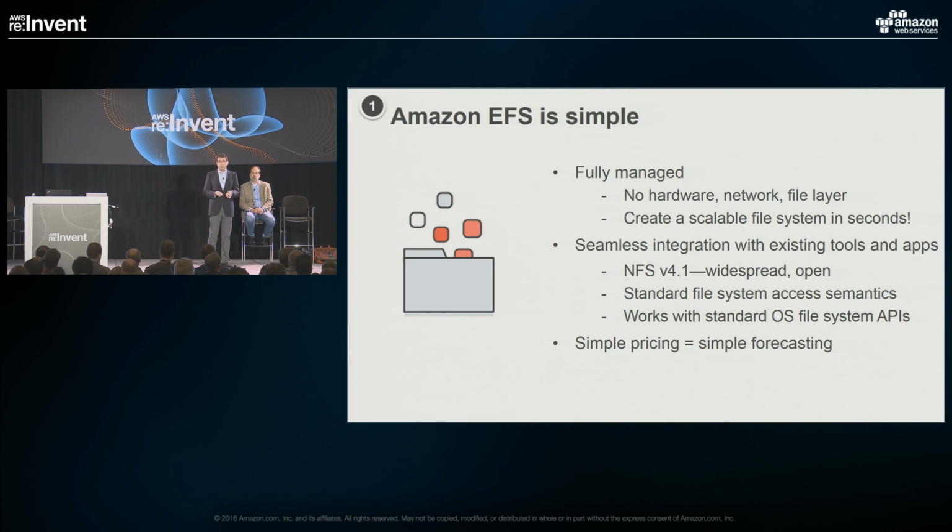And it offers simple pricing. It's a simple cents per gigabyte per month model that incorporates all of the charges that you would incur. So there's no charges for throughput, there's no charges for request pricing. It's just a simple 30 cents per gigabyte per month.